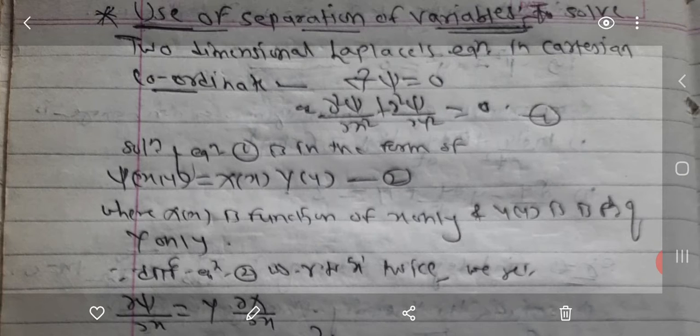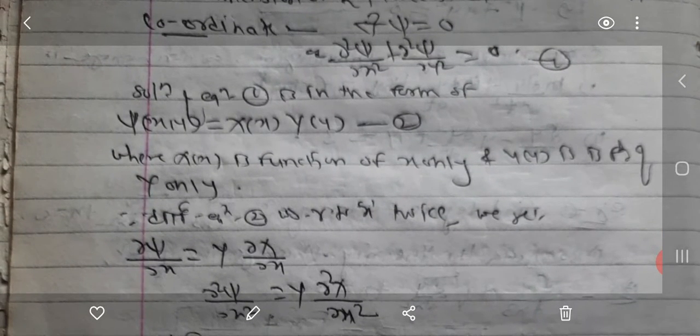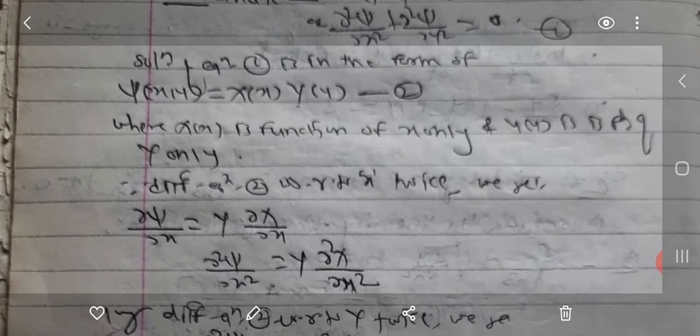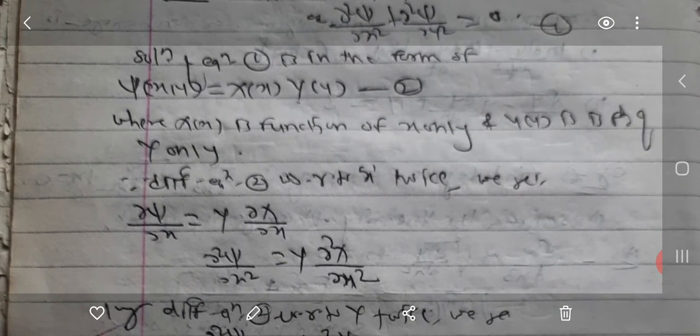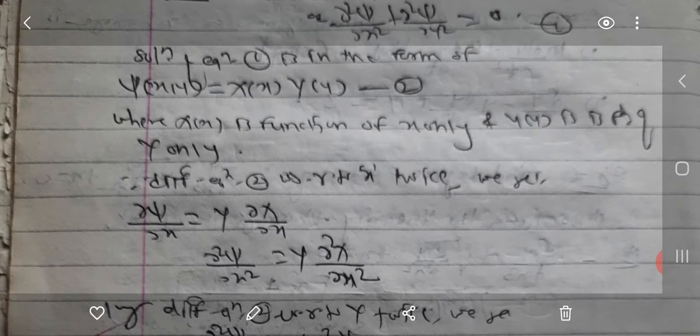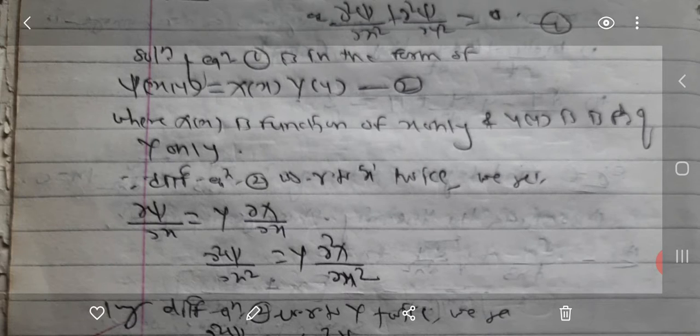But here, to solve the two-dimensional Laplace's equation in Cartesian coordinates, therefore del square psi by del x square plus del square psi by del y square is equal to 0. Here is equation number 1. Let us assume that the solution of equation 1 is in the form of psi of x, y equal to X of x, Y of y, which we call equation 2, where X of x is a function of x only and Y of y is a function of y only.